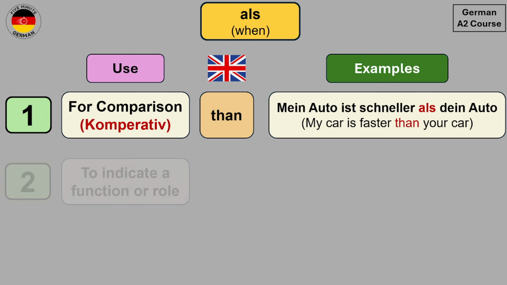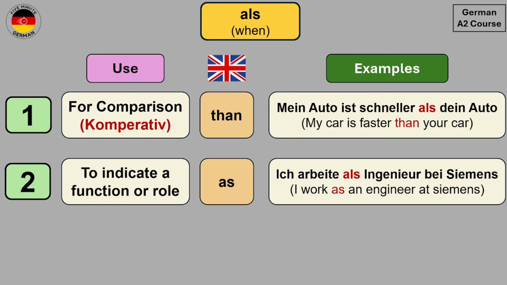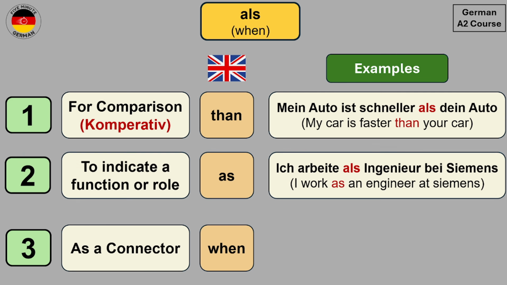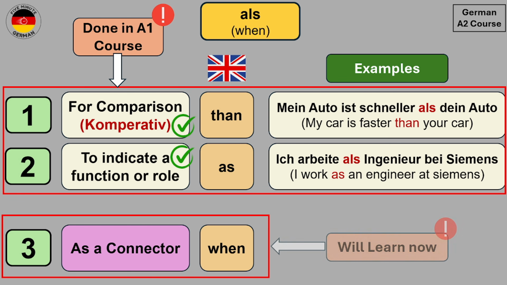Another use is to indicate a function or role, and in this case it means as. So an example can be ich arbeite als Ingenieur bei Siemens. I work as an engineer at Siemens. And the third use is as a connector, and in this case it means when. Now we have already learned the first and second use in the A1 course, and now we will learn how als can be used as a connector.